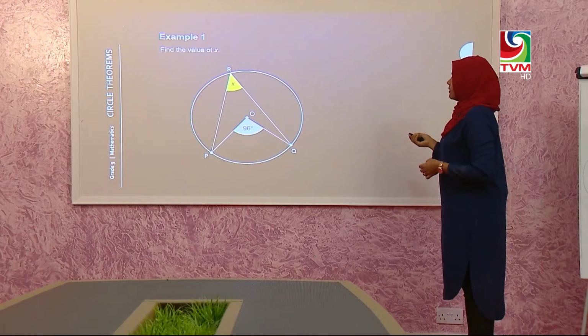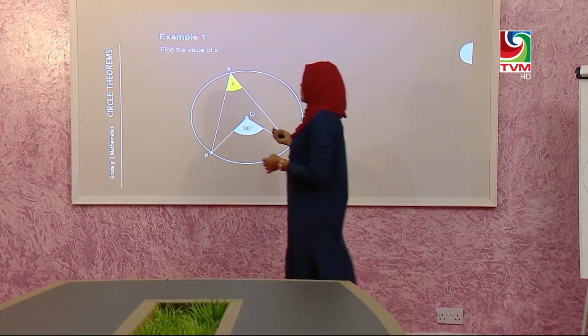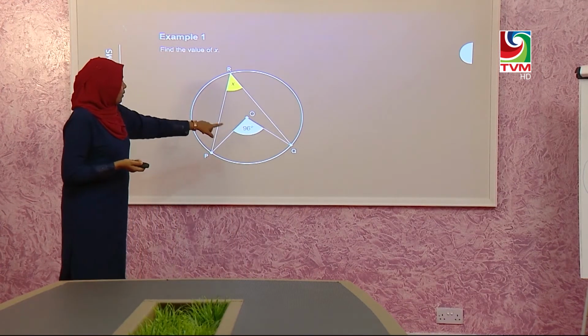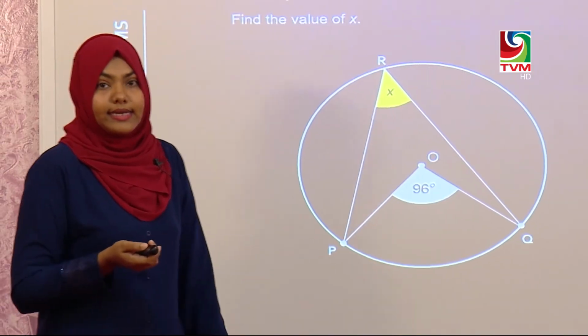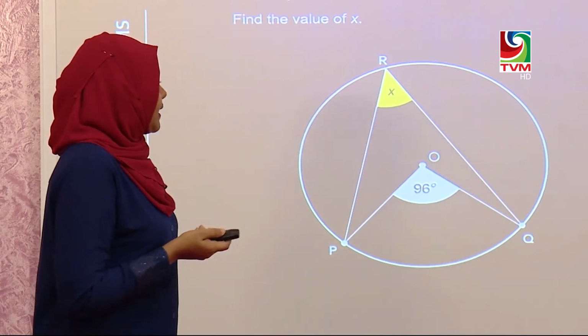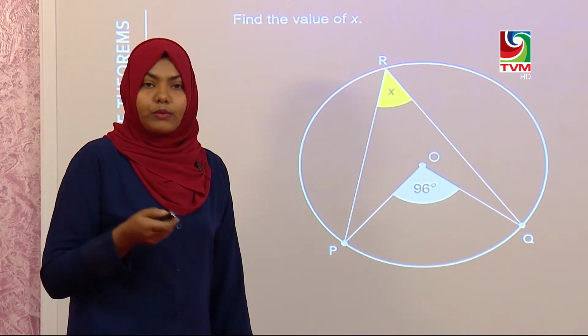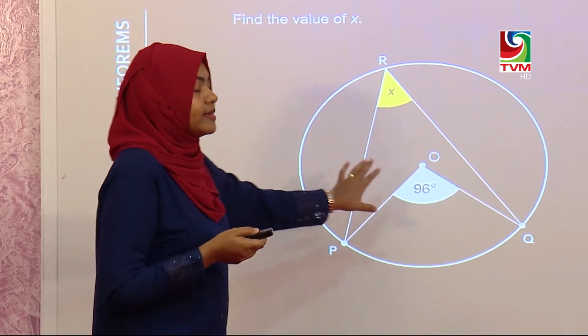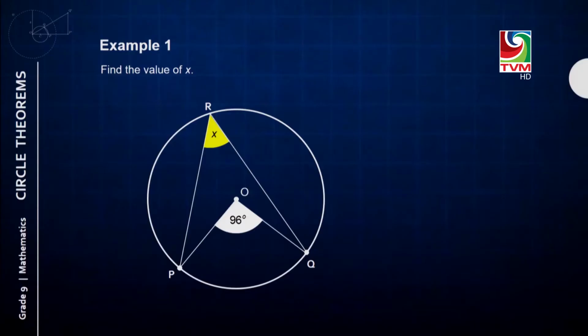For example, here is an example given to you. Find the value of x. The diagram is POQR. Center is marked. Remember, if a circle theorem question is given to you, you should always be able to identify the center. If the question does not mention the center, you have to look at the diagram and see whether the center is marked. It is very important. So here the center is marked.